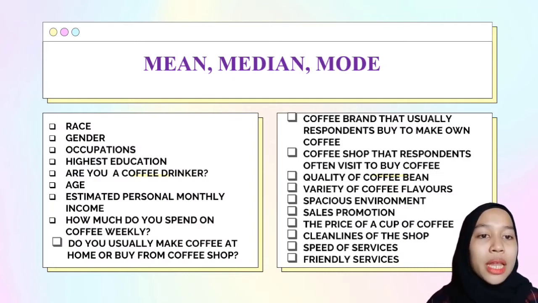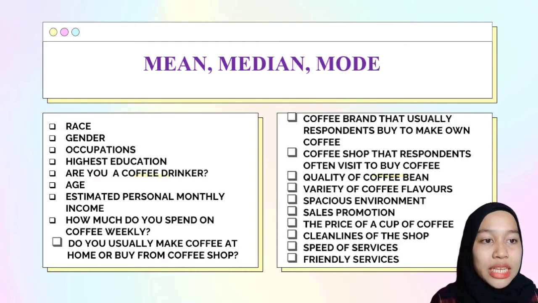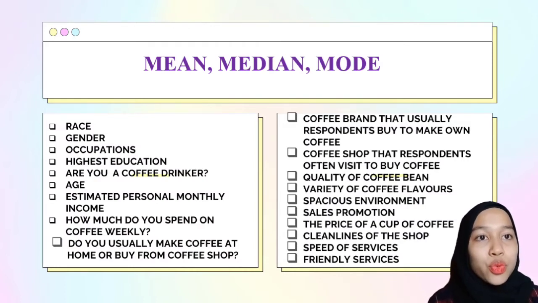Estimate personal monthly income, mean 1131.018, median 2.5. Mode, the greatest frequency with 162 responses for the personal monthly income of coffee consumption among teenagers and adults in Malaysia is between 0 to 2000. How much do we spend money on coffee weekly?